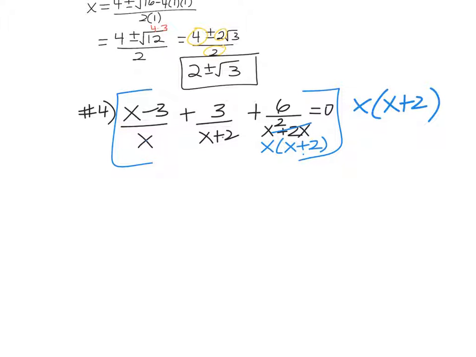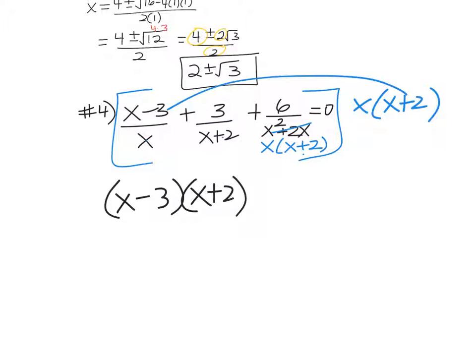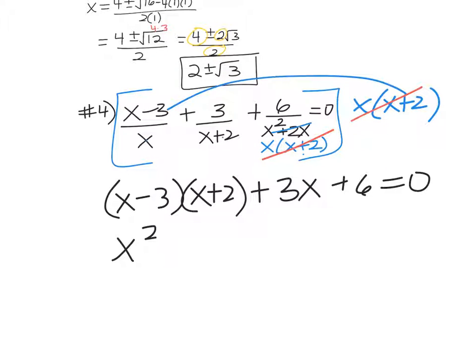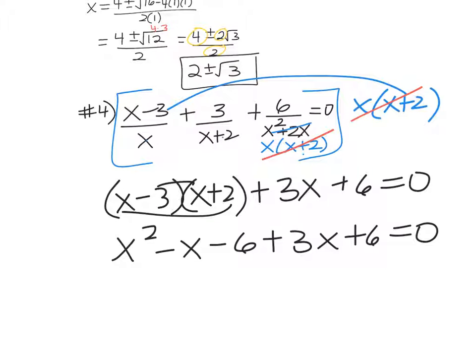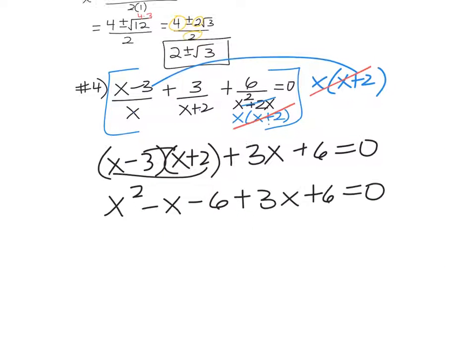Here we go. We do it here, and the x's reduce, leaving us with x minus 3 times x plus 2, which we're going to FOIL out in just a minute. Over here, the x plus 2's reduced, leaving us with 3x. And then here, this is pretty cool, the whole thing reduces, leaving us with plus 6 equals 0. All right, so let's FOIL this out. We get x squared. Our inside-outside gives me 2x minus 3x, which is negative x minus 6 plus 3x plus 6 equals 0. Okay, combine your like terms here.